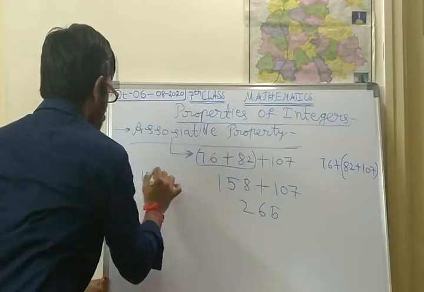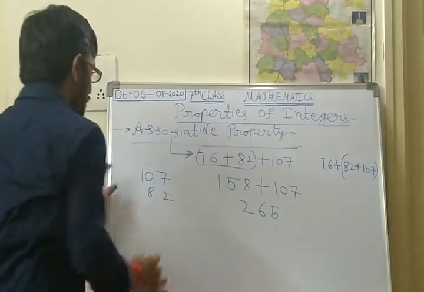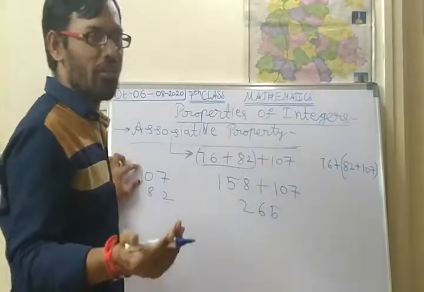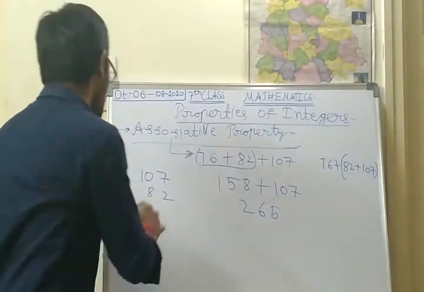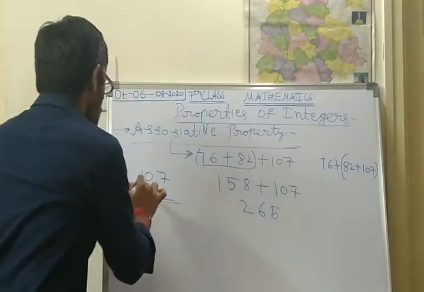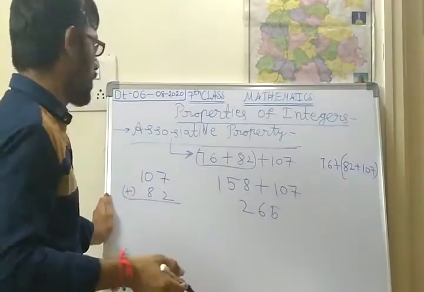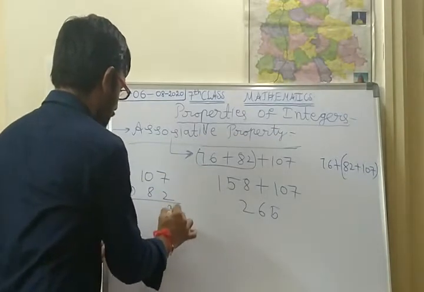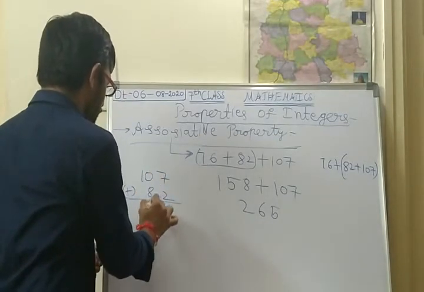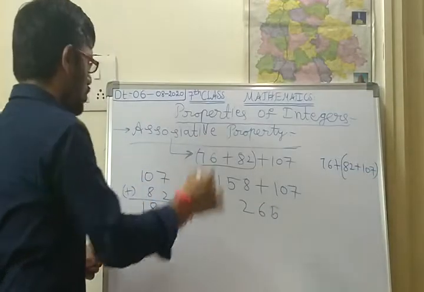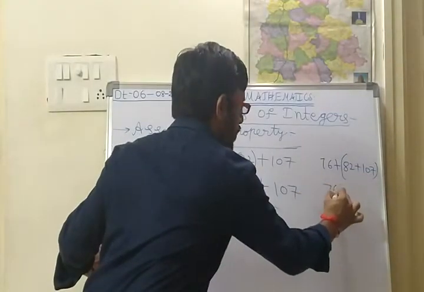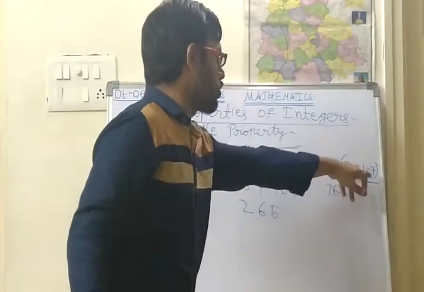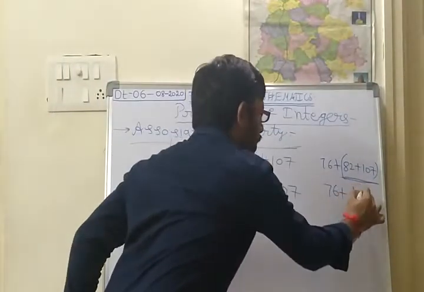So 107 plus 82. Better write the bigger number at the top, for your easiness and for your convenience. Okay. So now add. So for the addition or subtraction you have to keep like that only. Okay. So now addition. 7 plus 2 is 9. 0 plus 8, 8. 1 only is there. So 189 is the answer here. So I have done the addition of these brackets. So 82 plus 107 is 189.